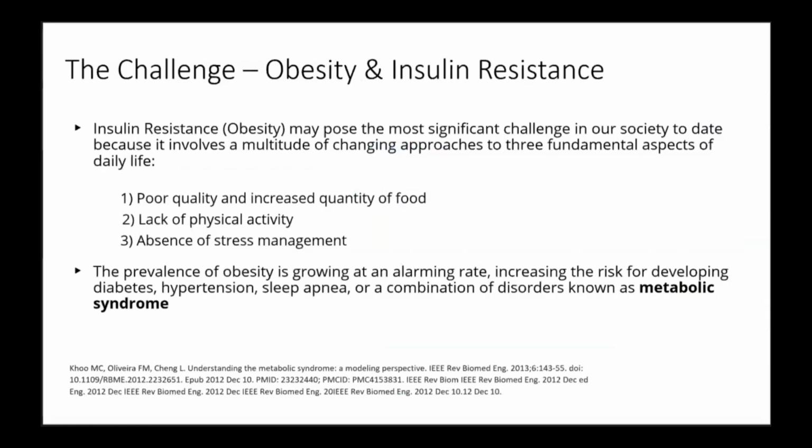So here's the challenge. So we have obesity and insulin resistance, right? Most significant challenge to our society to date, involving poor quality, increased quantity of food, lack of physical activity, absence of stress management. And you can just sum that. That's kind of like just the basis of disease right now for us. This is it. So simple. Alarming growth of obesity around the planet, and of course, metabolic syndrome.